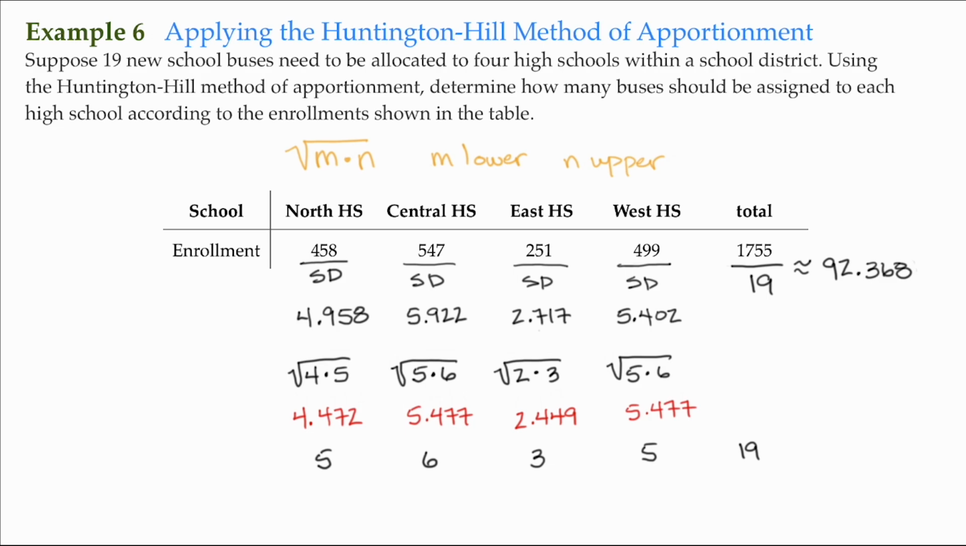Now, if it doesn't come out to be 19, if we have a leftover, or if we have too many or too few, then we would have to determine a modified divisor rather than using 92.368. Depending upon if this is greater or lower, we'd have to modify this and then use the modified divisor to come up with a modified quota. And then we go through the process again of a lower bound and upper bound and coming up with a geometric mean. But for here, it worked out okay. And that's it.